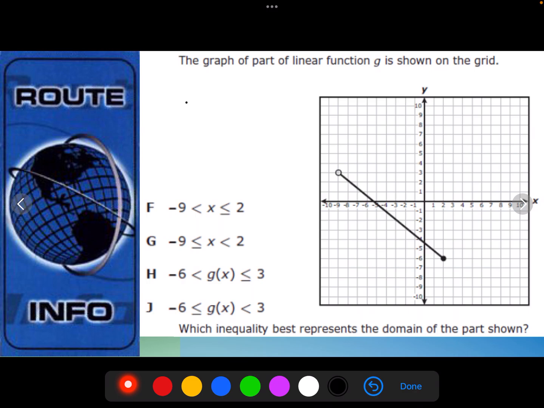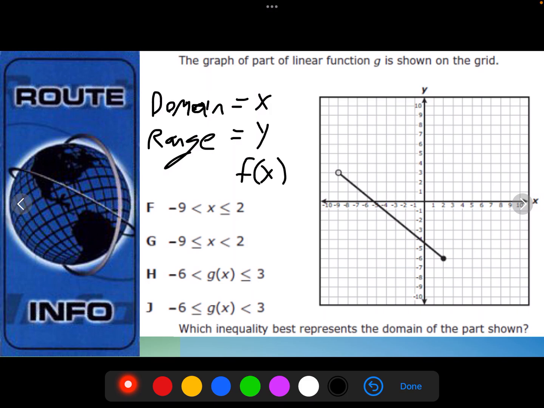And keep in mind real quick that domain is the x values, range is the y values, but there's something to keep in mind: if you see something like f of x, that's the same thing as y. So range could be either one of these. Domain can only be x, range could be either one, just so you know.